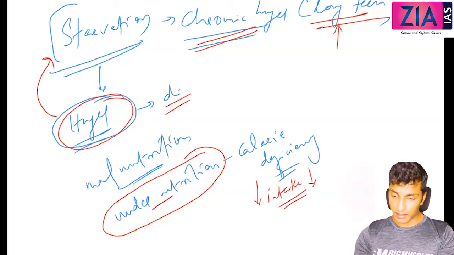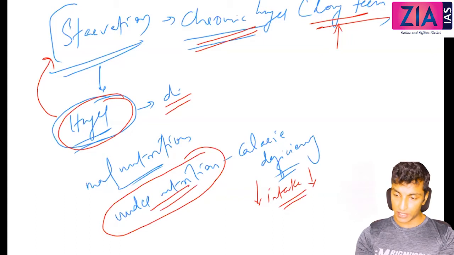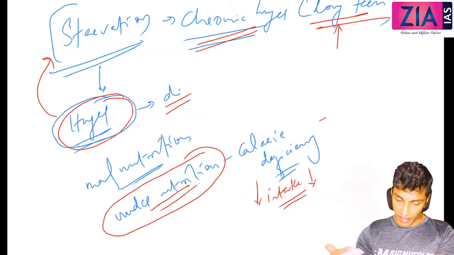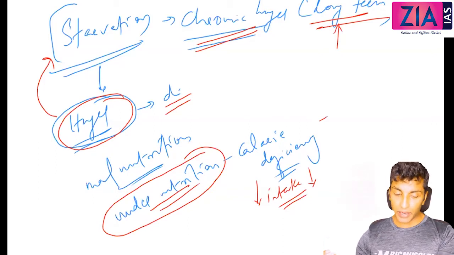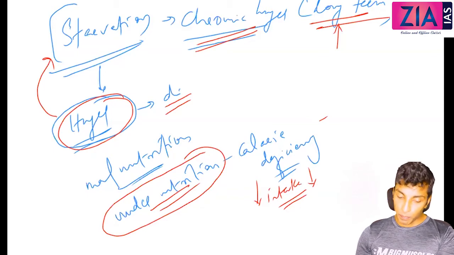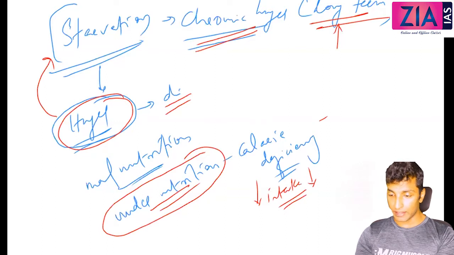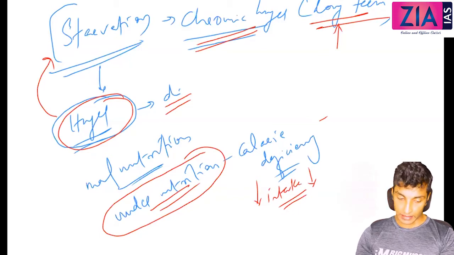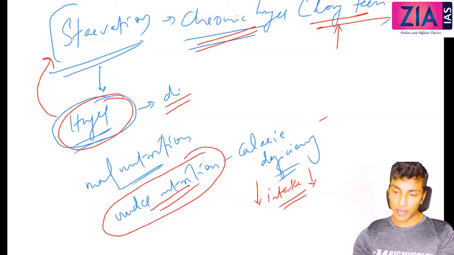So just write under this undernutrition or calorie deficiency, put a hyphen and write calorie deficiency either due to inadequate intake of food, or due to suboptimal utilization of food by the body due to illness. Then you can write malnutrition.